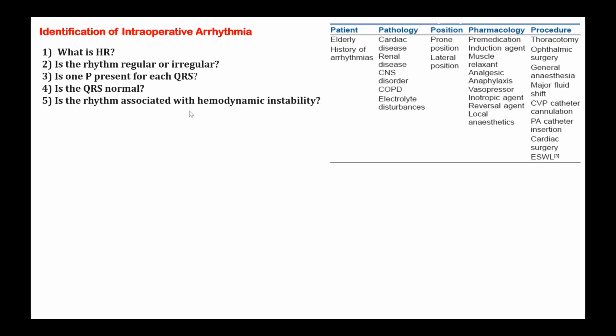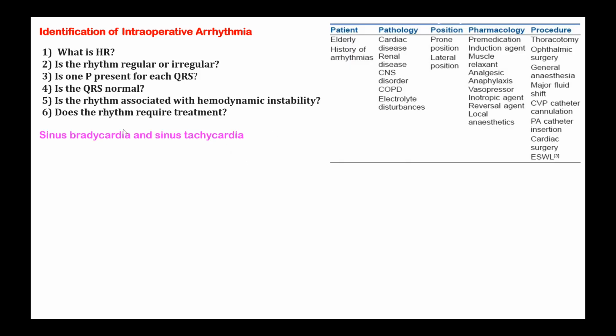Then check whether there is associated hemodynamic instability. This is a very, very important factor to decide whether we are going to actively, aggressively treat the condition or not. So for any arrhythmia, you must always look at this factor before you decide the treatment, whether the patient is hemodynamically stable or not, and does the rhythm require immediate treatment? That will depend on the patient's hemodynamic stability.